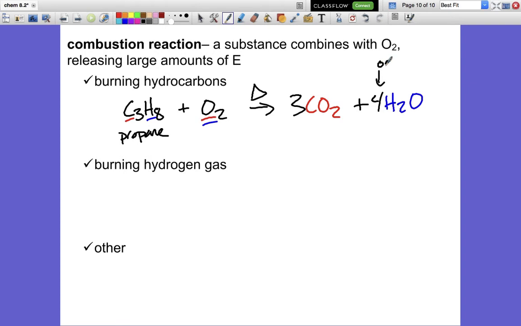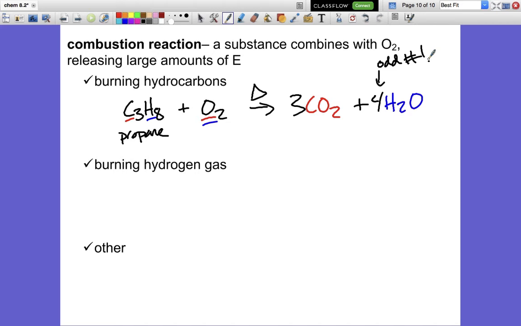If that is an odd number in front of your water, that's your indicator that you're going to need to double everything, right? So be looking out for that, right? So if you have an odd number of waters, if I started out by having to put a 3 there or a 5, then I would know that I need to double everything to make this balance.